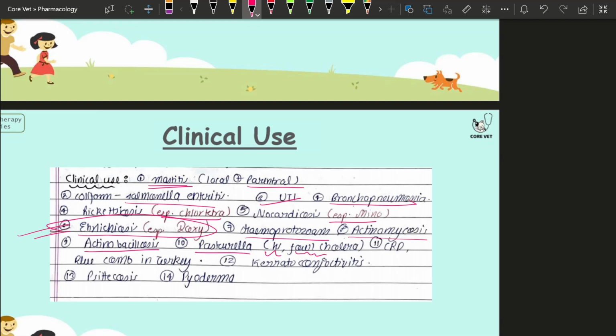So in the cases of poultry, CRD and blue comb in turkey, I had told you above that too. So that could also be treated by the usage of tetracycline, right? And in situations where keratoconjunctivitis is there, tetracycline can be used. Also in the cases of pyoderma and psittacosis. Psittacosis is quite common in parrots, right?